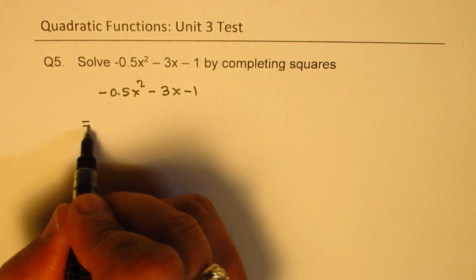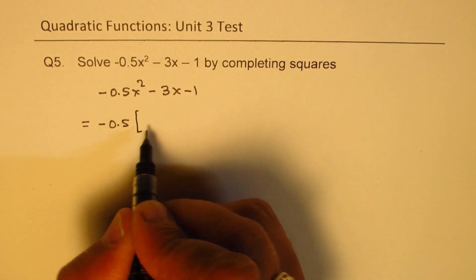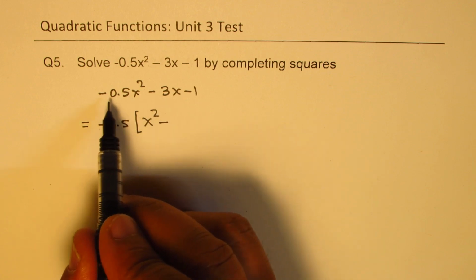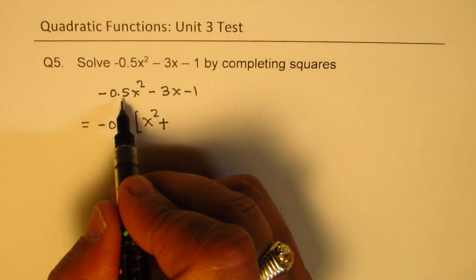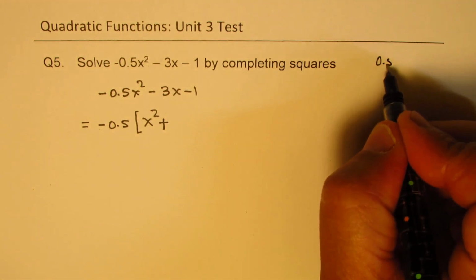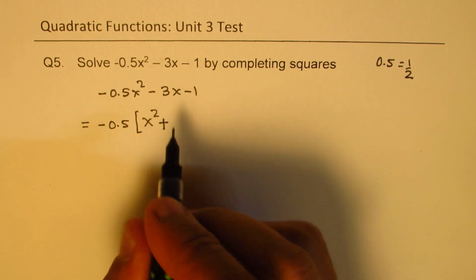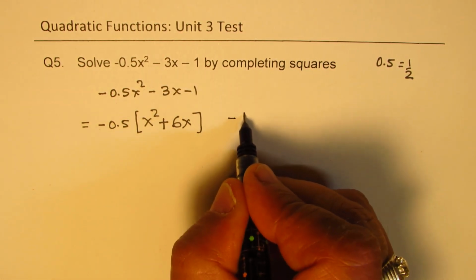So we can write this as factor out minus 0.5. So we get x squared minus... When you divide 3 by minus 0.5, this sign changes to plus. This is like half, right? Remember, 0.5 is half. So when you divide by half, 3 gets multiplied by 2. We get 6x here. Keep this number away, right?